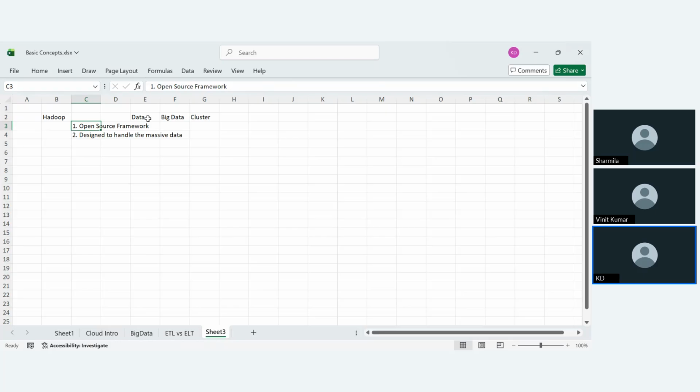Although Hadoop is a little older technology, even now whichever technologies are being used in the background, the concept of Hadoop is what is being applied, because Hadoop is the open source framework which helped to handle massive amounts of data. So it is an open source framework. It is designed to handle massive data. And the third very important thing is that it is distributed and scalable.